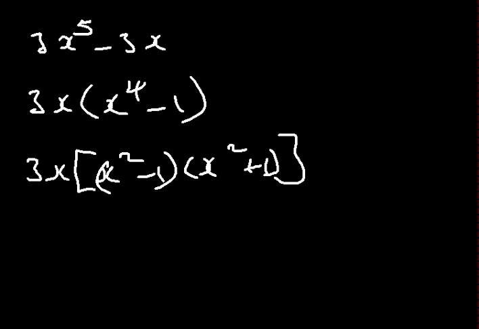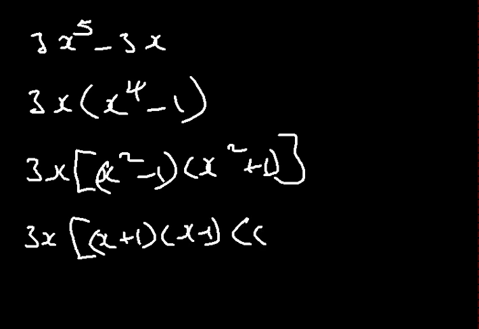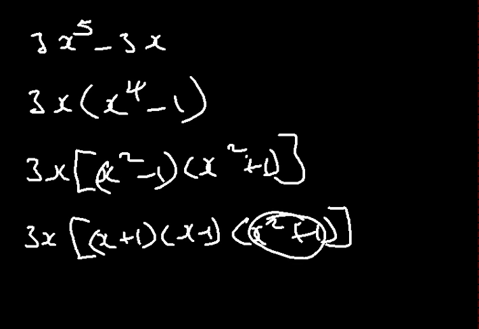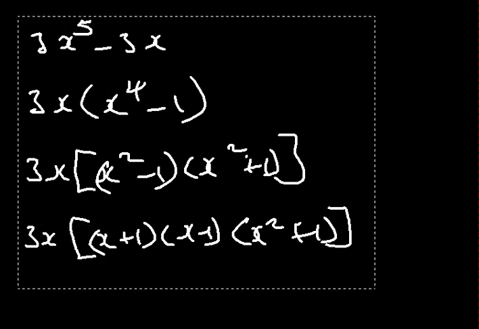Now in this case we can further factorize this one because that's also a difference of two squares. We can have 3x times x plus 1 times x minus 1 times x squared plus 1. This last one cannot be factorized because it's not a difference of two squares, so it is said to be an irreducible expression, an expression that cannot be factorized. So take note of that.